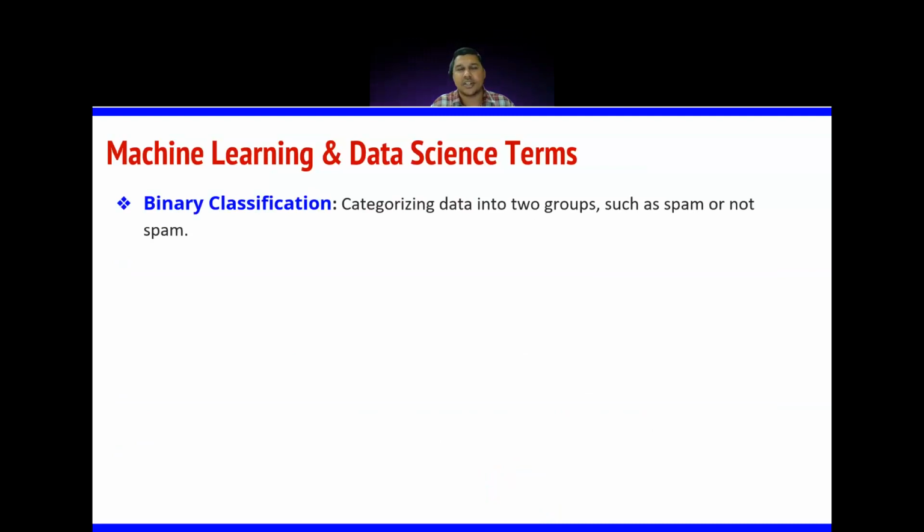Binary classification is a general term in machine learning, categorizing data into two groups. You have a data set, and you try to classify it into two halves.